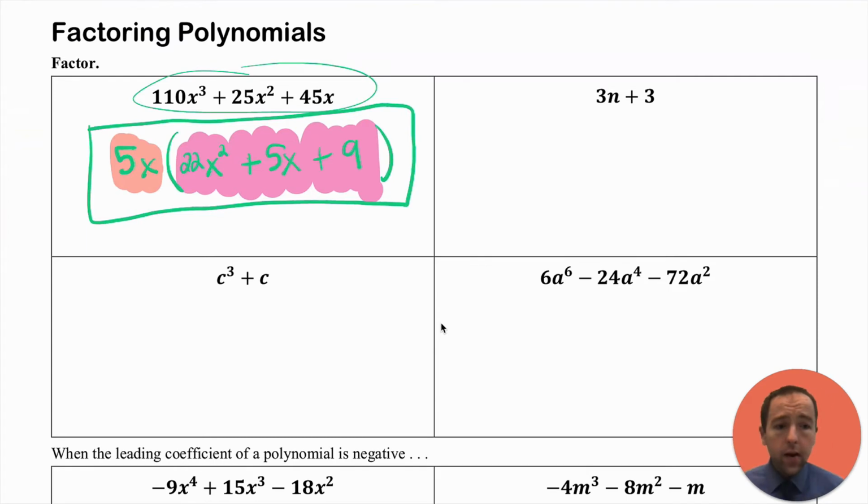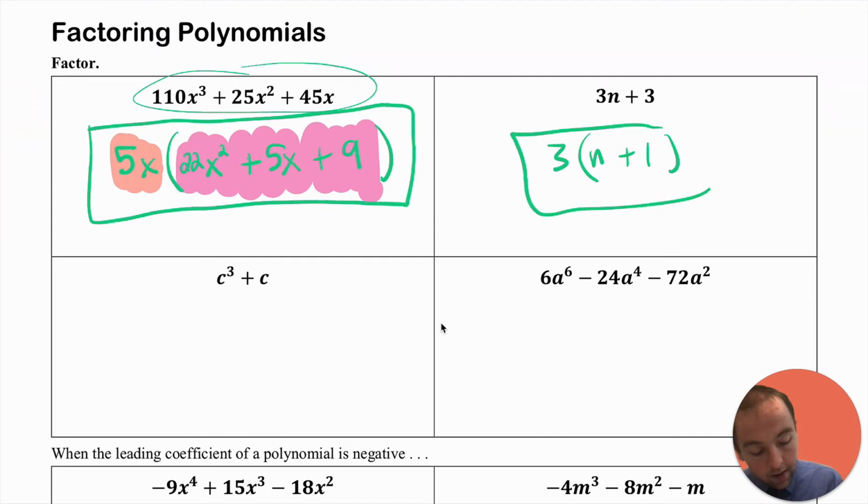Jumping over to 3n plus 3, you can see that both 3n and 3 are divisible by 3, so you're going to factor out a 3 from both of these terms, but they don't share variables, so you can't take out a variable factor. So you'll just factor out a 3 as a common factor. Think about 3 times what is going to give me 3n, and it just turns out that this has to be an n. And then you have to think, okay, 3 times what is going to give me a positive 3, so that's going to have to be a 1, and that right there would give you a factored form of that particular expression.